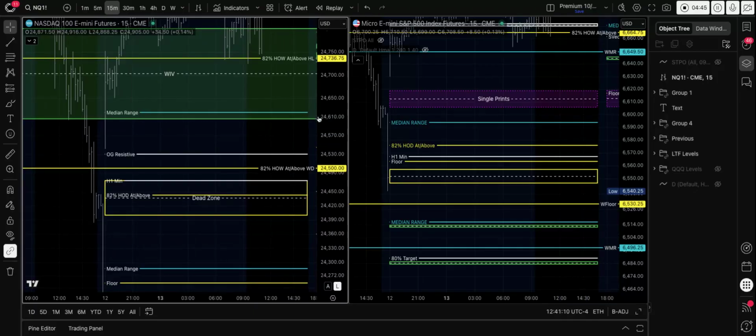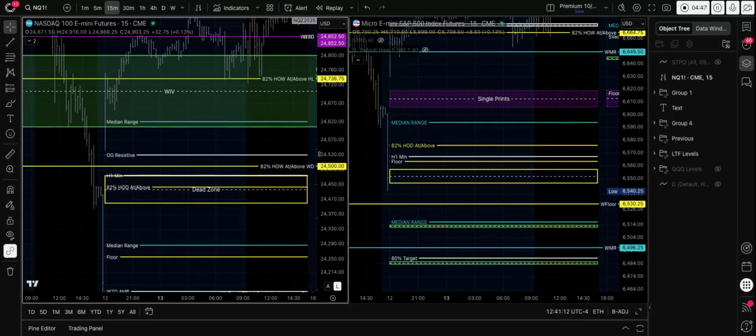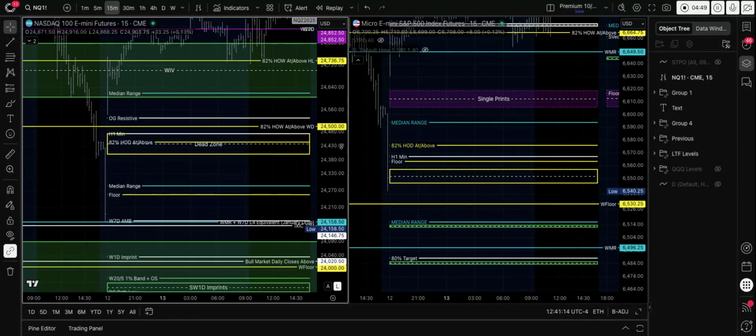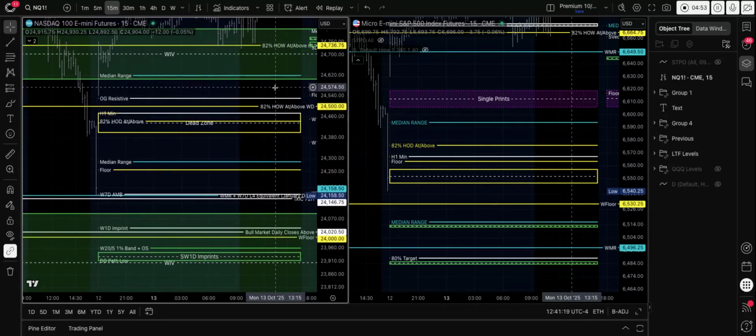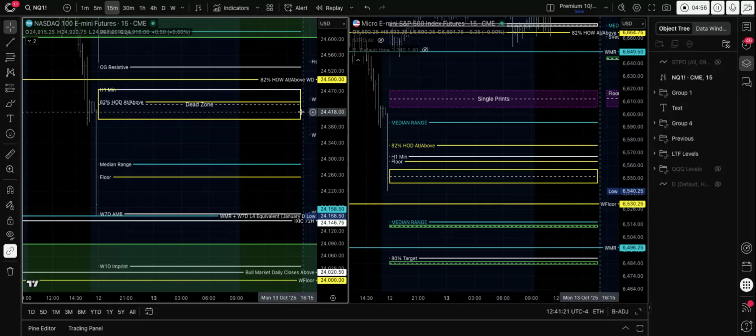So yes, there's a lot of information on there, and I have a lot of articles explaining each of these levels. I encourage you to read through the fundamentals, the fractal mastery page.